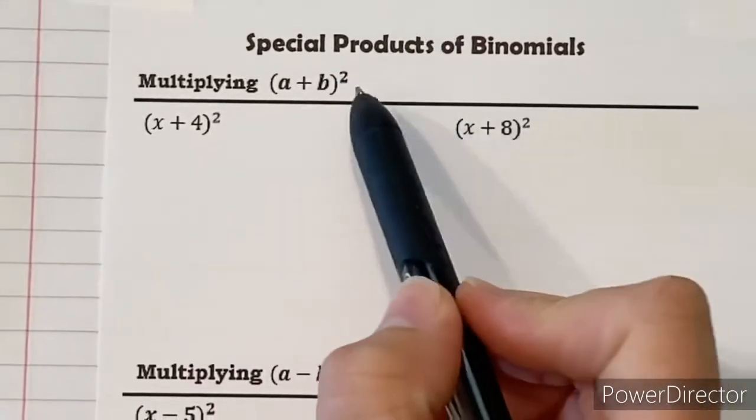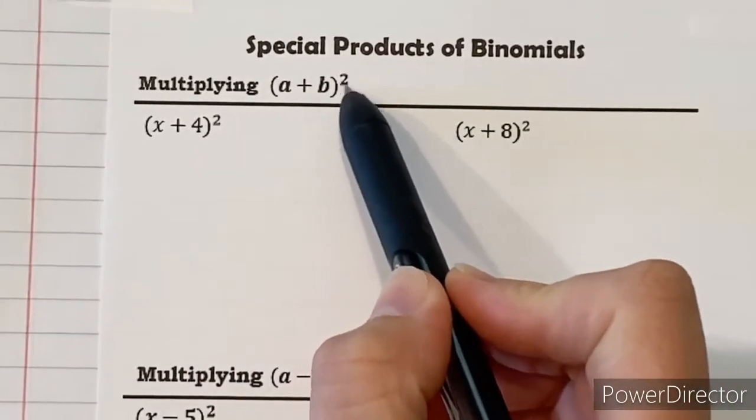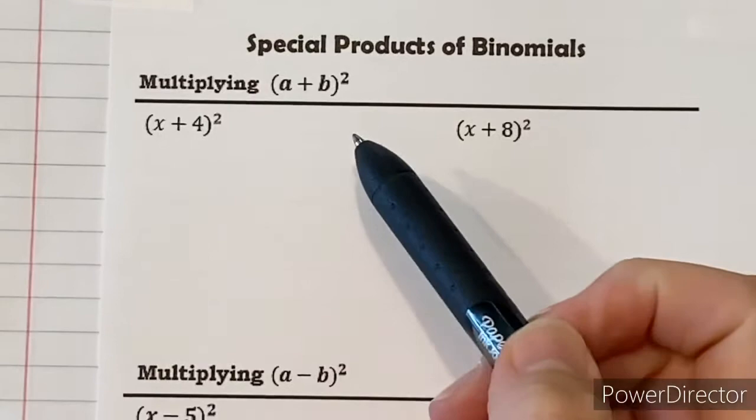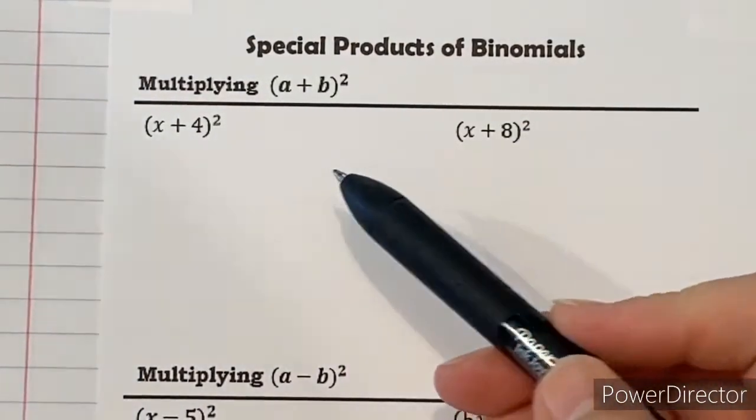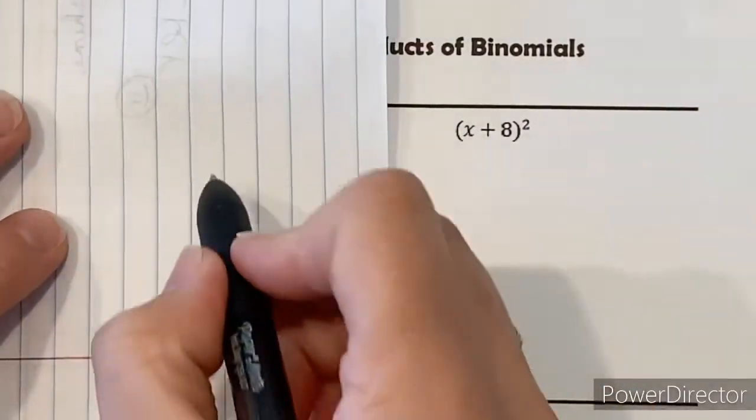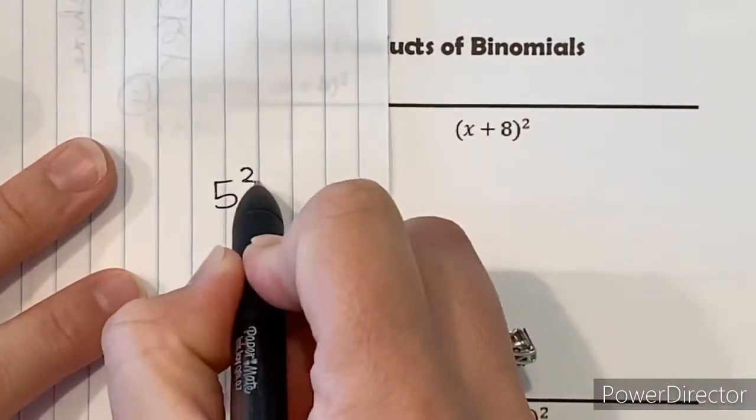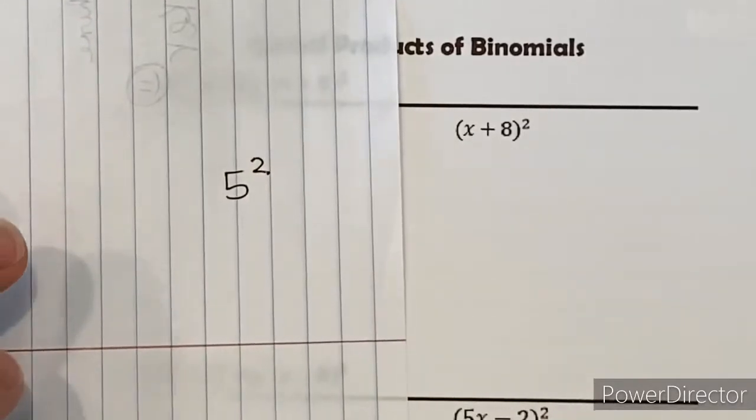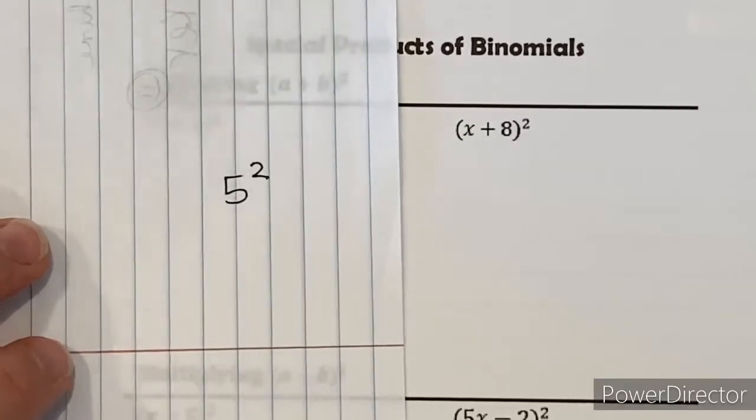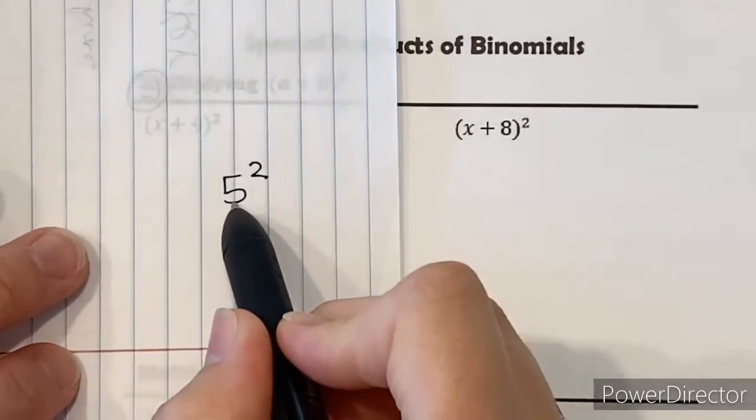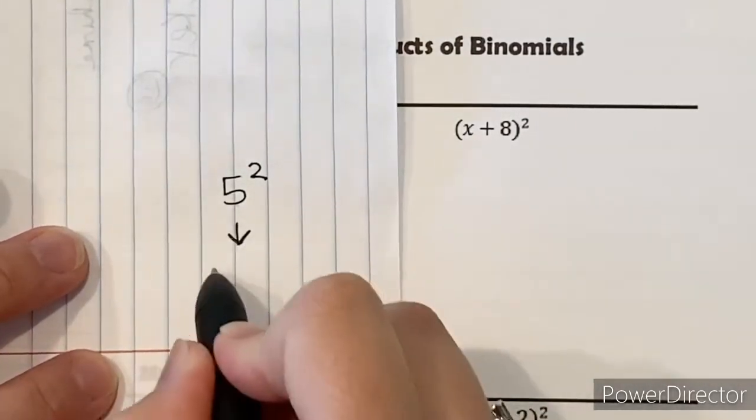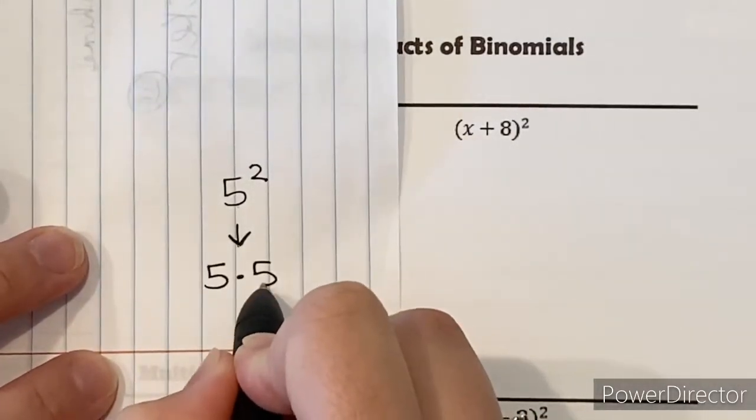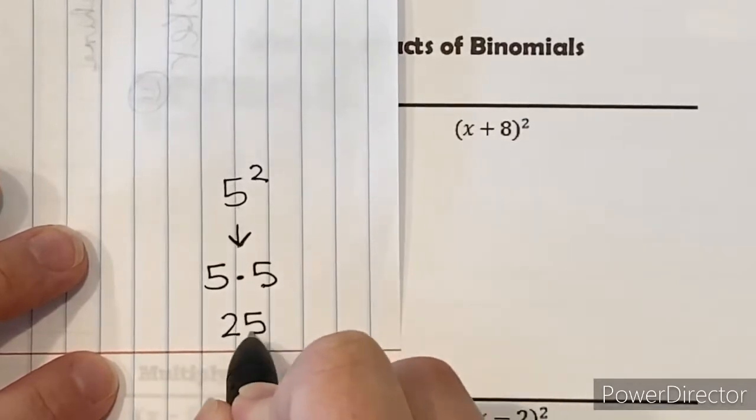Now, we have to talk about what this squared actually means, okay? Because we have to understand what that means before we can actually work these special products. So, let me ask you this. If you saw this right here, 5 squared, in your brain, you should be taking that squared and understanding that that means it's this number times itself that many times. So 5 squared is actually just 5 times 5, which we know is 25.